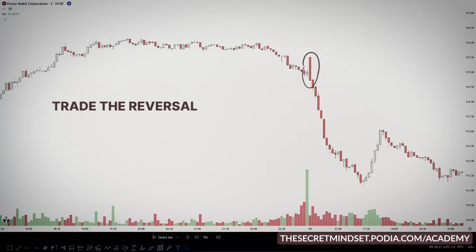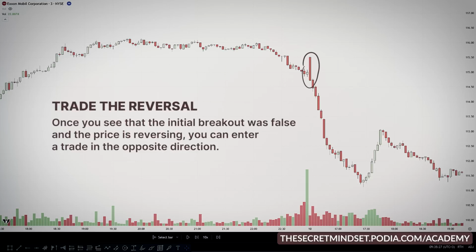One of the best ways to capitalize on kicker patterns is to trade a reversal. Once you see that the initial breakout was false and the price is reversing, you can enter a trade in the opposite direction. For example, if you see a bullish kicker and the price quickly reverses after the gap, you can enter a short position, expecting the price to continue downwards.